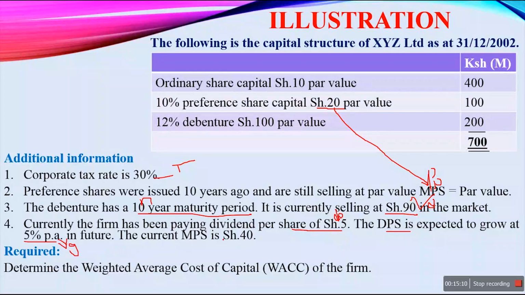The current market price per share is 40 shillings. That simply tells us that currently ordinary shares are selling at 40 shillings, and this represents our P naught in obtaining the cost of equity. Required: determine the weighted average cost of capital, or WACC, of the firm. Having looked at the various capital components and known the various items that we need, it's time now to go to the solution.